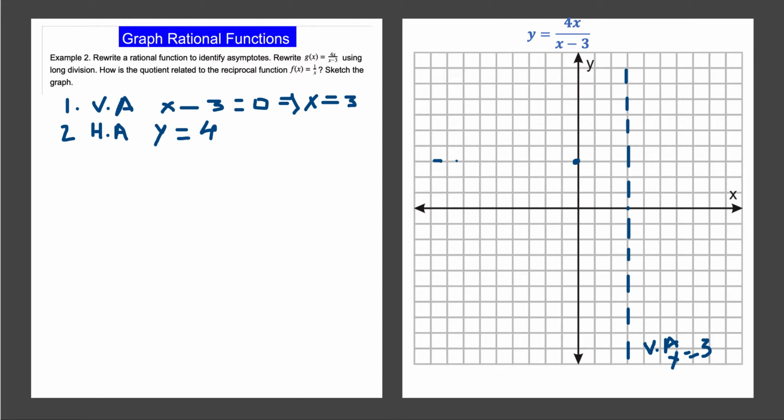Now let me graph the horizontal asymptote. This is the horizontal asymptote, y is equal to 4. Let me write HA, so y is equal to 4.